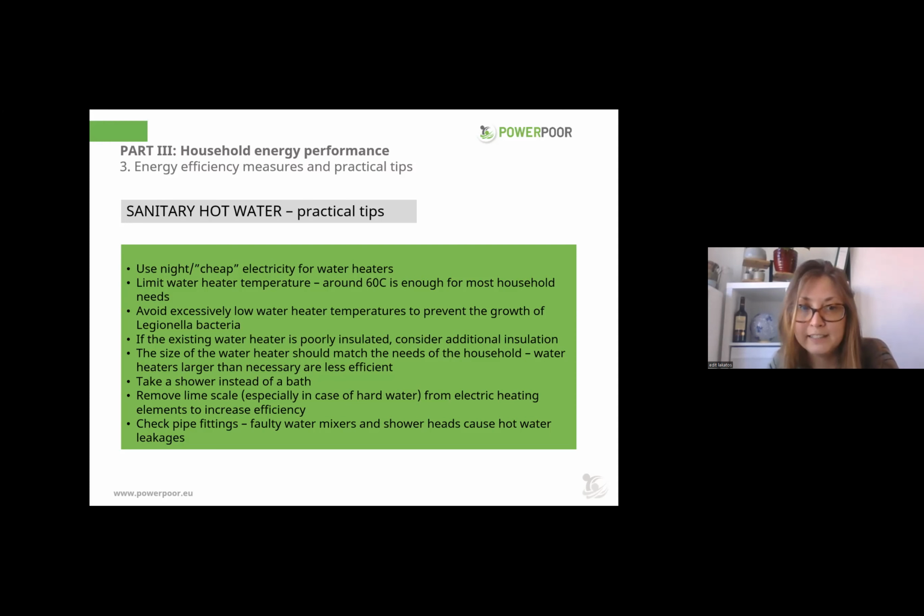It goes without saying that taking a shower instead of a bath is saving a lot of energy. And also removing the lime scale from electric heating elements will increase efficiency.